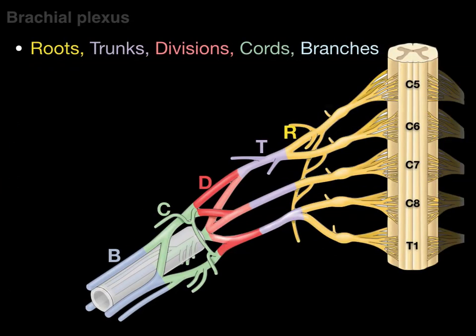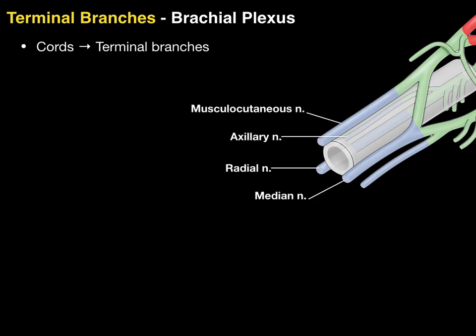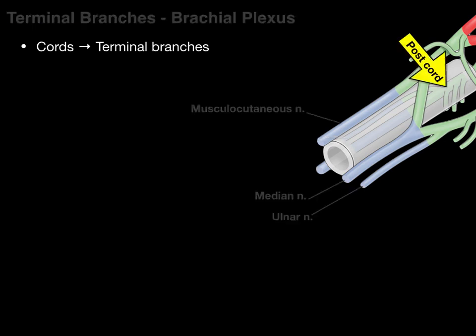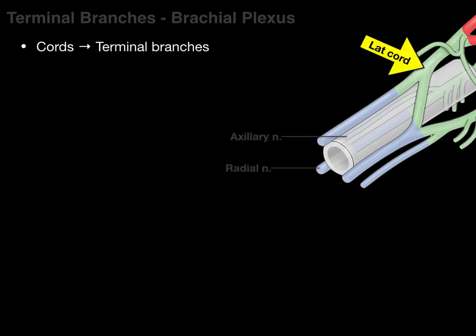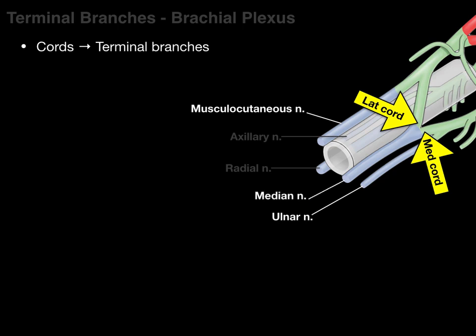Okay, we're now going to talk about the branches, also known as the terminal branches of the brachial plexus. The terminal branches are derived from cords. When we take a look at the axillary, radial, musculocutaneous, median, and ulnar nerves, they're formed by the cords. There is our posterior cord, and it gives rise to our axillary and radial nerves. The lateral cord gives rise primarily to the musculocutaneous nerve, the medial cord gives rise primarily to the ulnar nerve, and together the lateral and medial cords give rise to the median nerve.